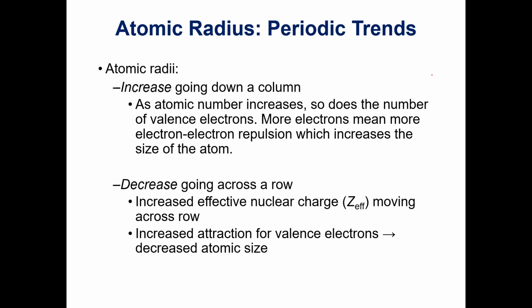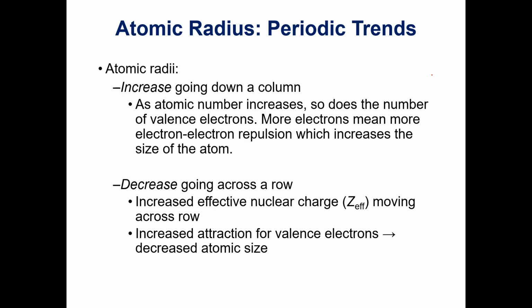So atomic radii increases going down a column. So that probably makes sense. As you go down a column, the atomic number increases, which means we increase the size of the nucleus, we increase the number of electrons around the nucleus. Electrons are negative particles, so they're going to repel each other. So as we put more electrons around the nucleus, then we're going to have more electron repulsion, which means that that electron cloud is going to be spread out, so we're going to have a larger atomic radius.